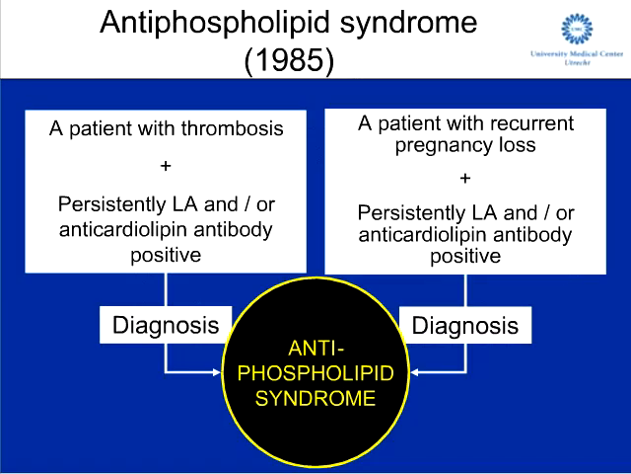The antiphospholipid syndrome was defined in 1985 as a patient with thrombosis or recurrent pregnancy loss with persistent presence of antibodies in the plasma that react with anticardiolipin or that cause a prolongation of a clotting time. By this definition, one suggests that these antibodies are also the cause of the syndrome. But at that time, we had no idea how an antibody that prolonged the clotting time could induce a thrombotic complication, nor how antibodies against cardiolipin could induce thrombotic complications.